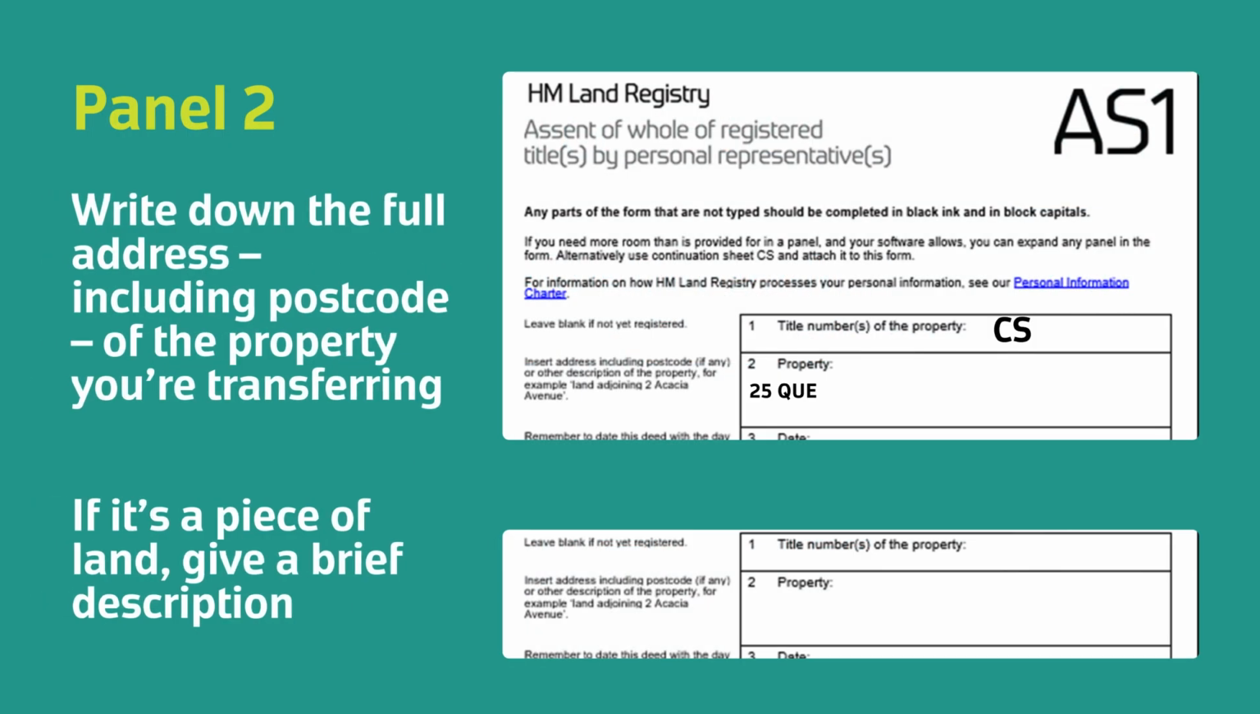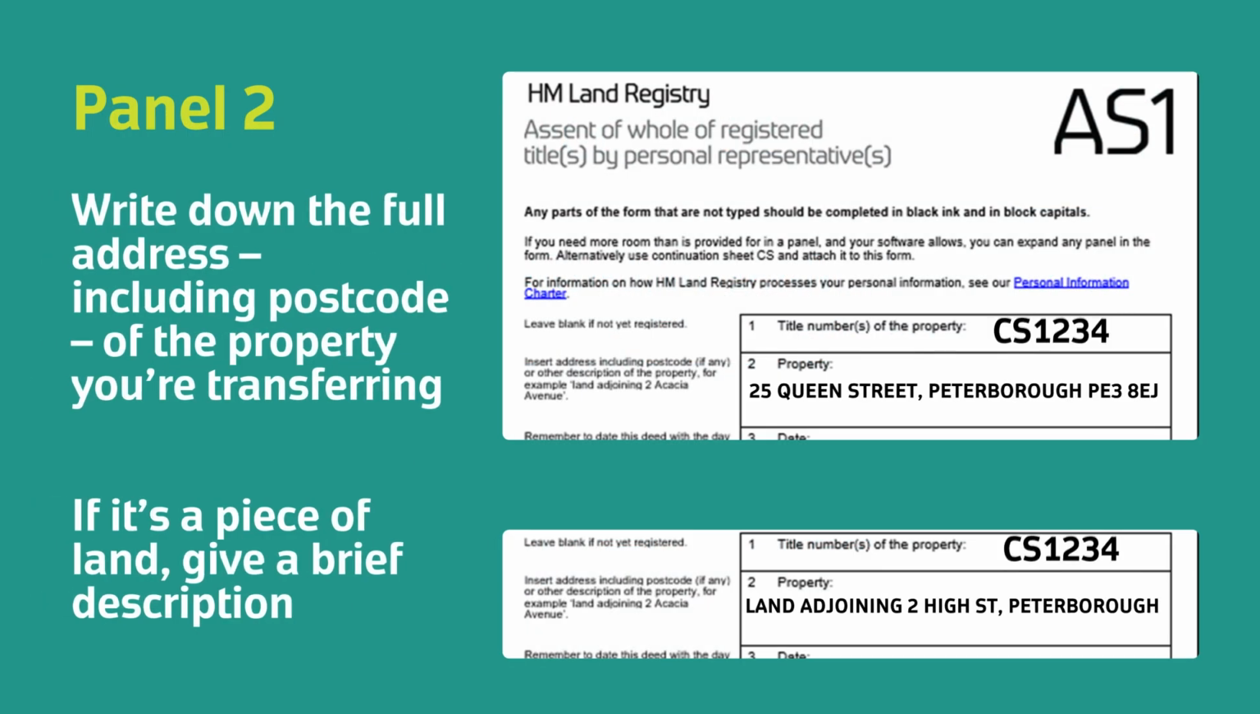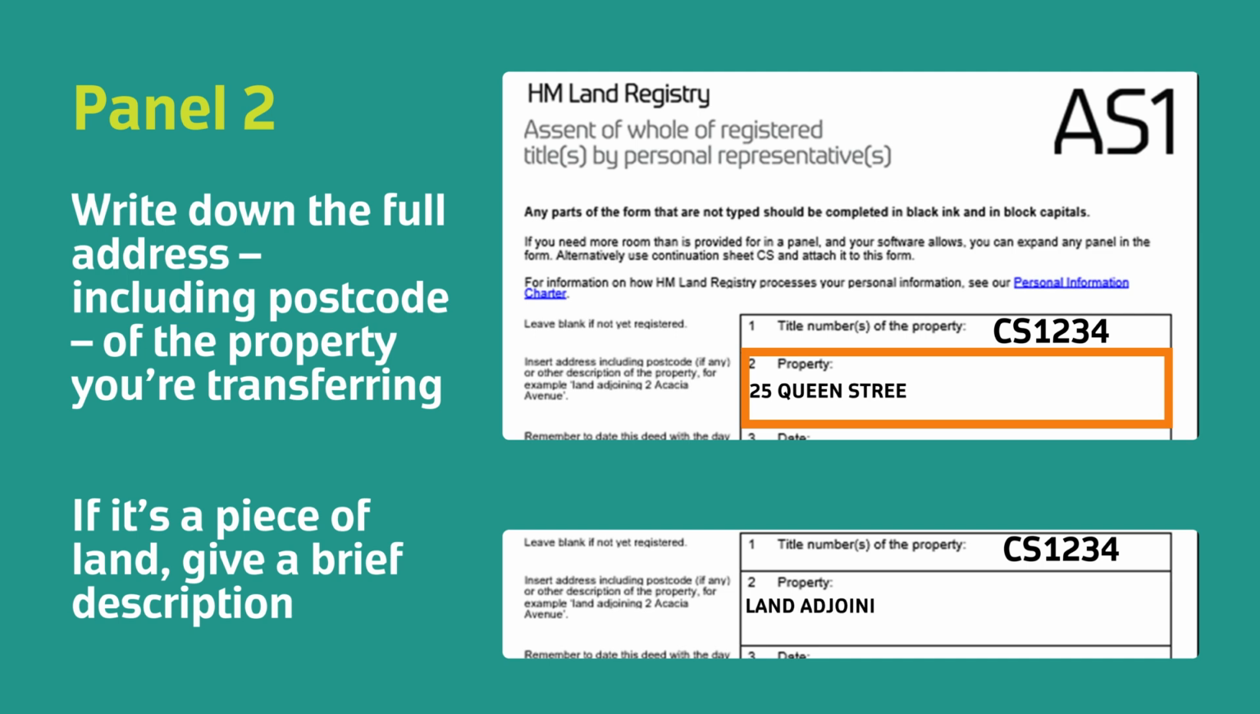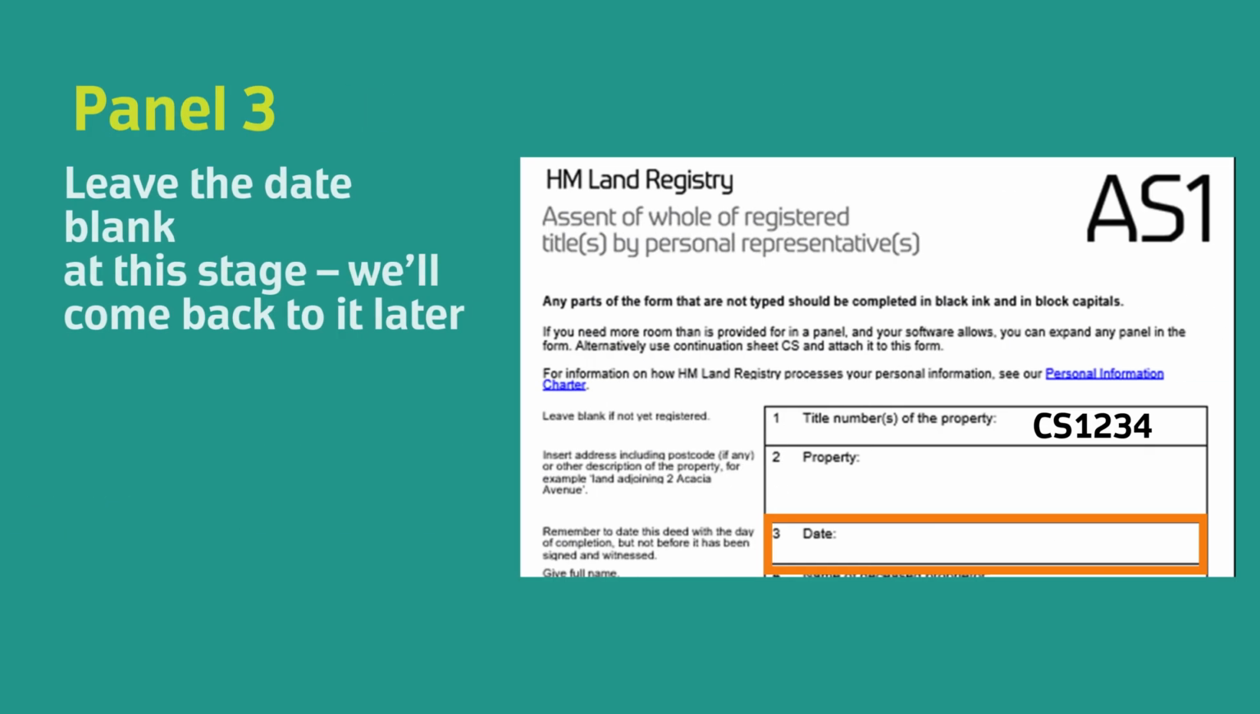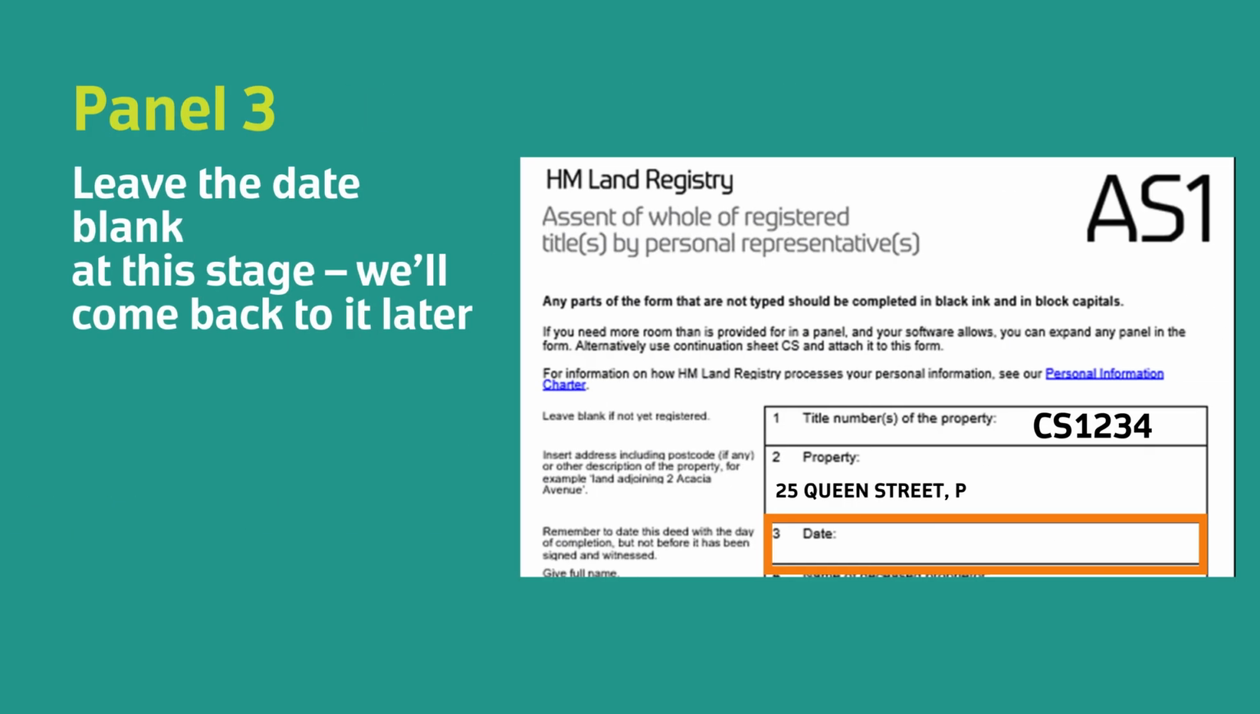In Panel 2, insert the full address of the property, including the postcode. If it is a piece of land, give a brief description, for example, land adjoining 2 High Street, Peterborough. Panel 3, the date. Leave this blank for now and we will come back to it after the assent has been executed in Panel 12.